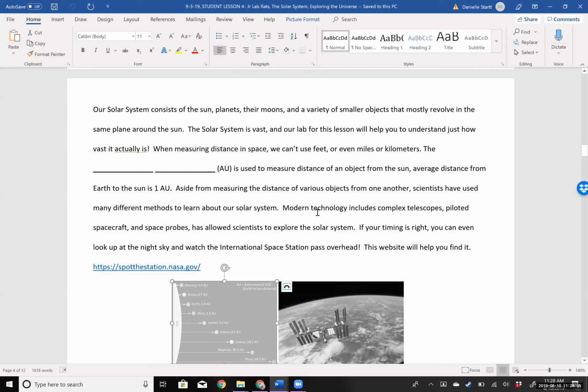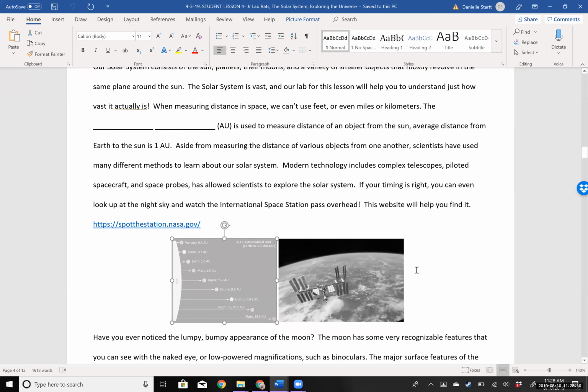The blank blank, which is abbreviated AU, is used to measure distance of an object from the sun. Average distance from the Earth is 1 AU. Okay, let's take a second and look right here. There's two things. What's this? We'll get there in a second. And what's this? It says here Mercury is 0.4 AU, and Venus is 0.7 AU. And right there it says Earth is 1 AU, Mars is 1.5, and so on.